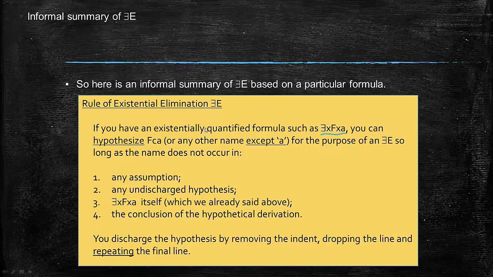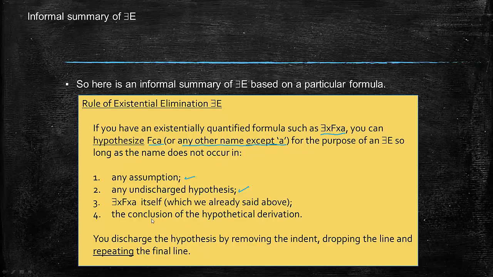So this just says if you have some existentially quantified formula, for example, there exists an x, Fxa, you can hypothesize Fca, which you get by removing the existential and substituting a c in for the x. And it doesn't have to be c, it can be any name except a. And you can do this for the purpose of an existential elimination proof, so long as we abide by these restrictions. So long as the name, which is c, does not occur in any assumption or any undischarged hypothesis, and those are just the two familiar ones from universal introduction, and so long as it doesn't occur in there exists an x F of x a itself, which is actually something I already said up here. That is to say, it can't be a or any other name in the formula.